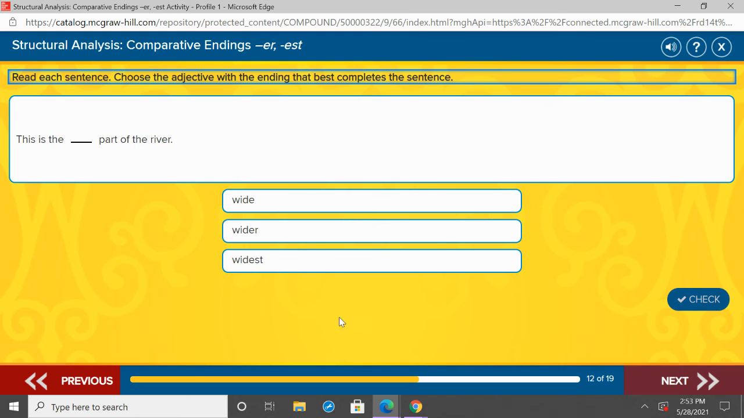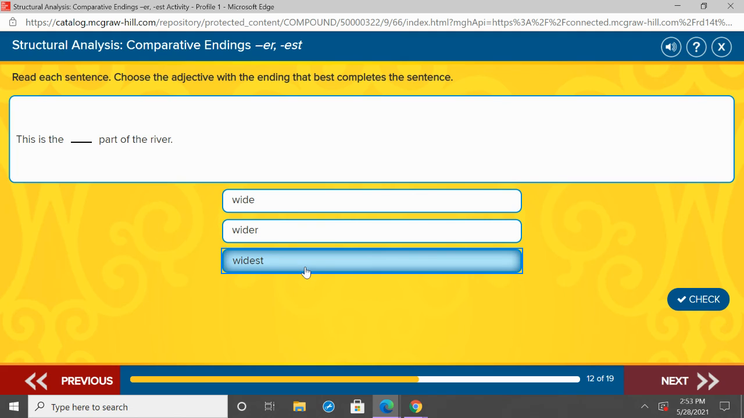So you should have pointed to widest because we're comparing this part of the river to the whole entire river. That's more than just one other thing. We're talking about each part of the river. So this is the widest part of the river. Wide ends in an E. Drop the E. Add E-S-T.